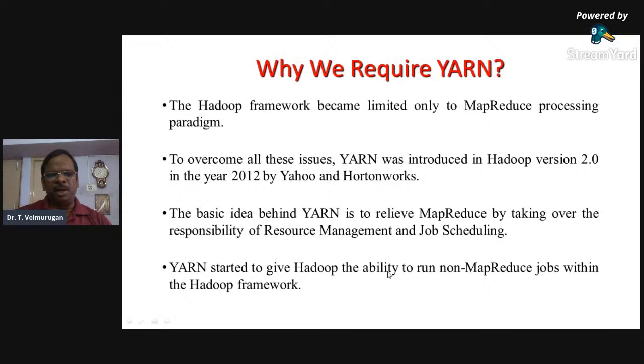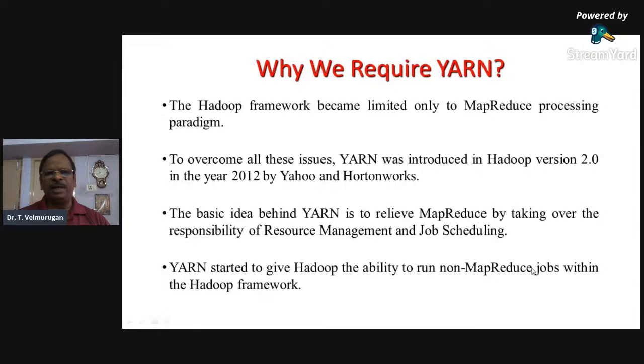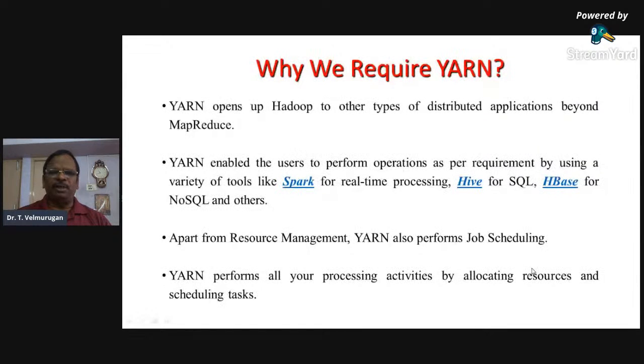Sometimes Yarn accepts non-MapReduce jobs, which are not produced by MapReduce methods. If you see here, applications such as Sqoop, Apache Ambari and ZooKeeper are all directly understood by Yarn and directly transferred to the HDFS. Whatever information is produced using HBase is directly understood by Yarn and transferred to the HDFS. So this is the simple idea of why we require Yarn.